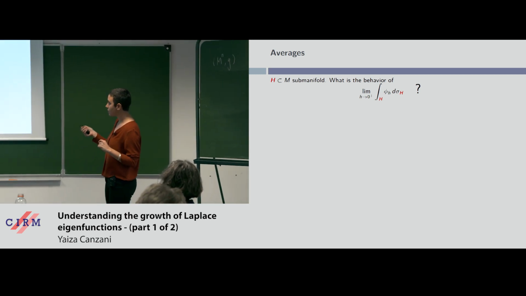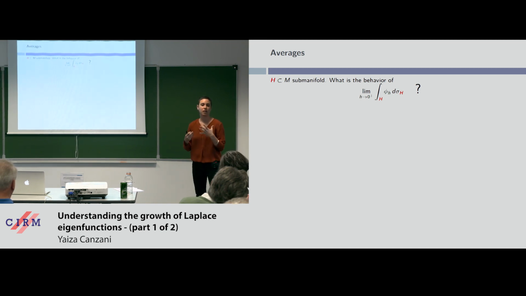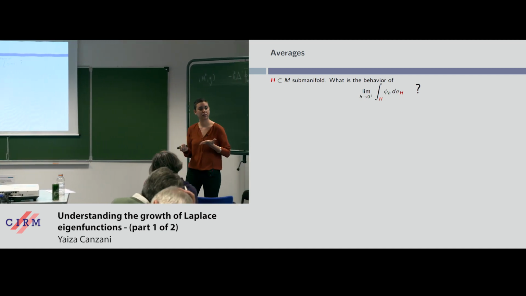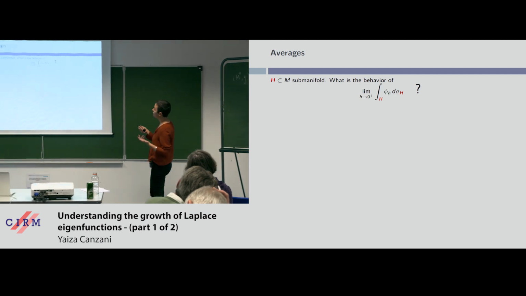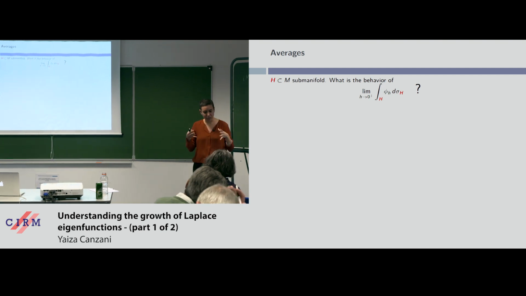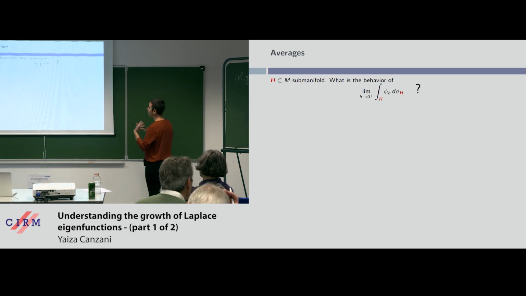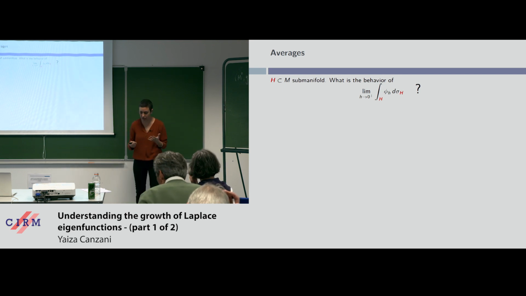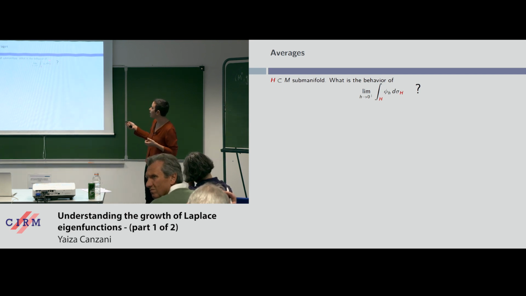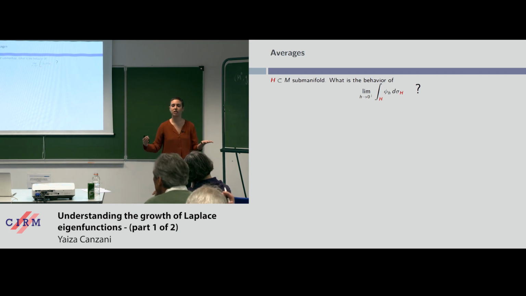So averages are just a generalization of evaluating an eigenfunction at a point. If you want to evaluate an eigenfunction at a point, you just pick your submanifold to be the point. And that's actually the reason why all the techniques that we've been working with extend to this case. So now you have a closed, smooth submanifold, and you want to understand how these eigenfunctions average when you restrict them to the submanifold.